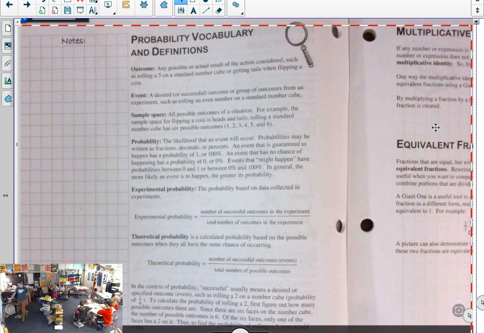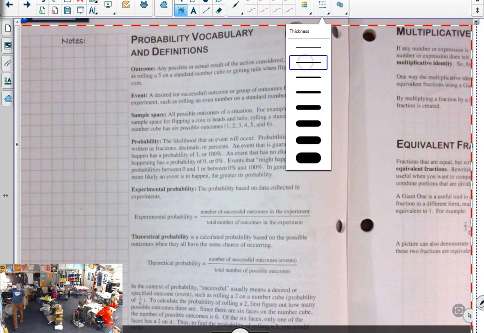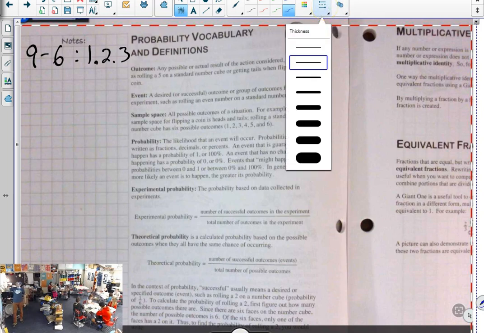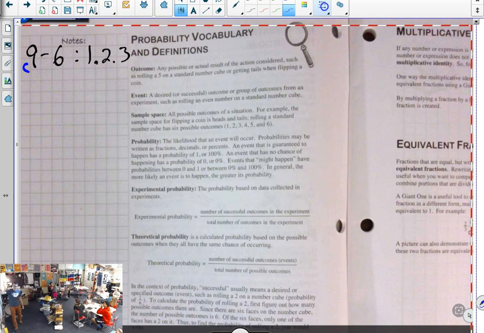So off to the left of probability and definitions, you are going to write the date. What's today? 9/6. And we are actually in lesson 1, 2, 3. And if you want to write down what it is that we're doing, we're going to be modifying sample space to change outcomes, change probability. You guys will see as we go. But this lesson is really all about modifying sample space.